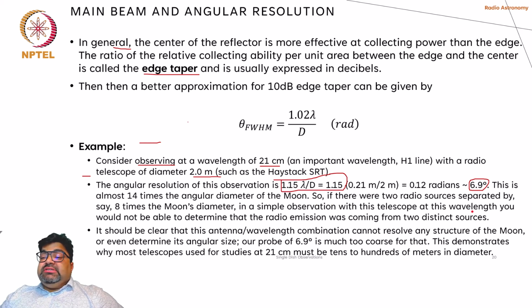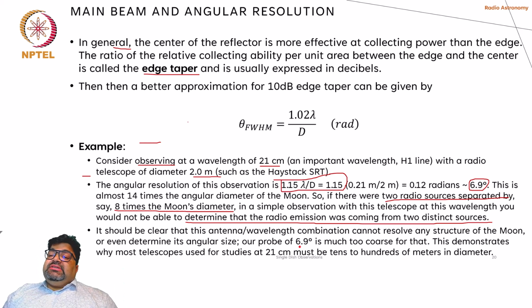So this is almost 14 times the angular diameter of the moon. So if there were two radio sources separated by, say, 8 times the moon's diameter, in a simple observation with this telescope at this wavelength, you will not be able to determine that radio emission was coming from two distinct sources. Just a case study. So if you have a 2 meter class telescope, it will not be able to separate them, even if they're separated by 8 times the diameter of the moon.